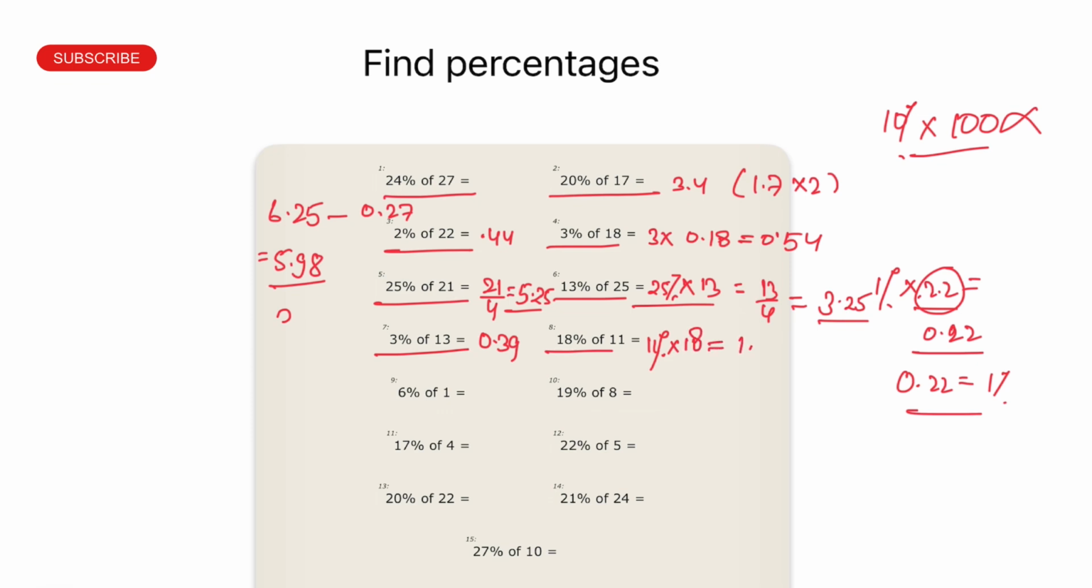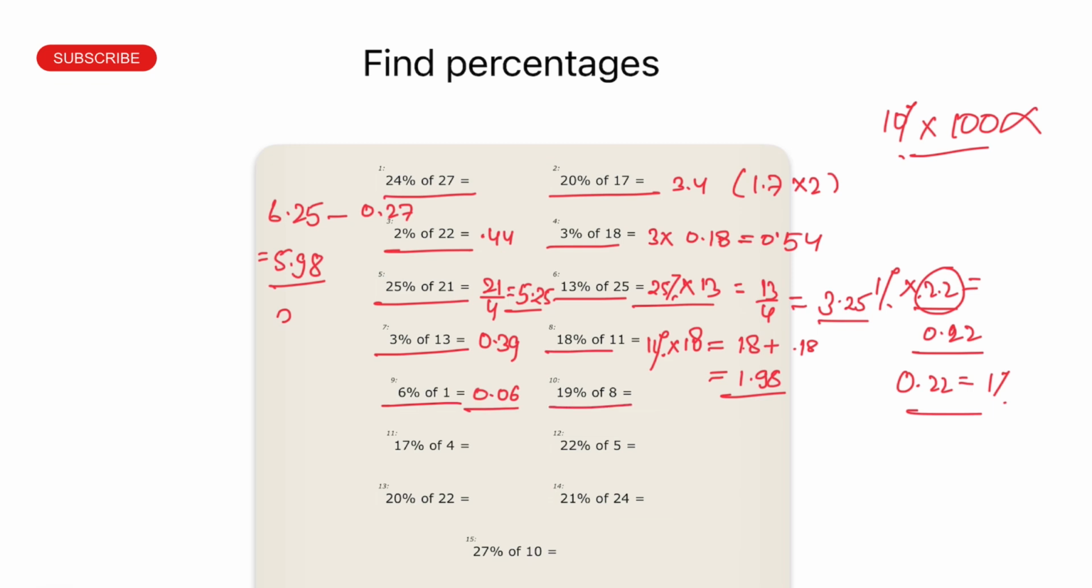Again, this 18% of 11 or 11% of 18. We can find 10%, right? 10% is 1.8 plus 1%. What is 1%? 1% is 0.18. So 1.98 will be the answer. 6% of 1 or 1% of 6. 1% of 6 is 0.06.